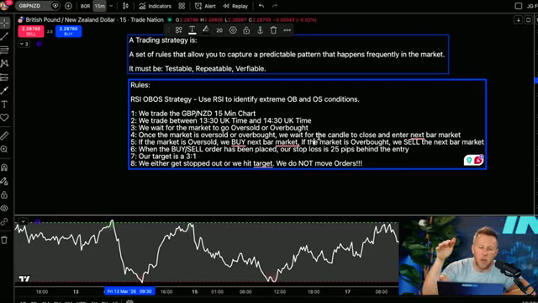If the market's oversold, we buy the next bar market. If the market's overbought, we sell the next bar market. When the buy or sell order's been placed, our stop loss is 25 pips behind the entry, and our target is a 3 to 1.